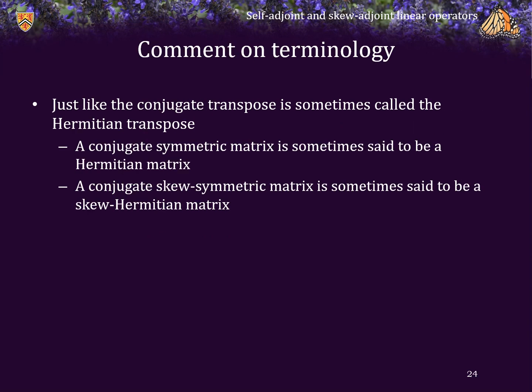Now a comment on terminology. Just like the conjugate transpose is sometimes called the Hermitian transpose, a conjugate symmetric matrix is sometimes simply said to be a Hermitian matrix, and a conjugate skew-symmetric matrix is sometimes said to be a skew-Hermitian matrix.